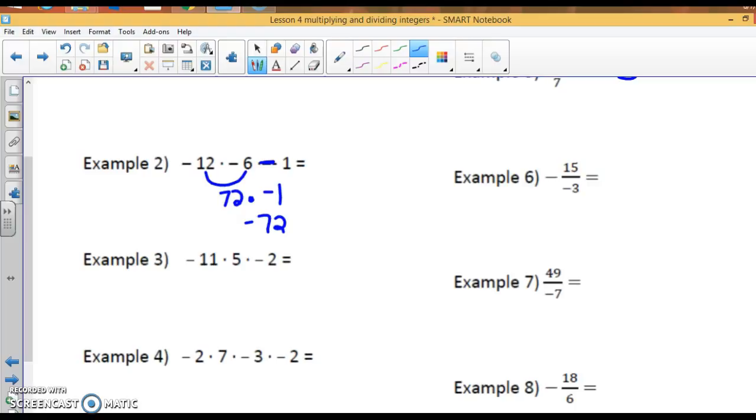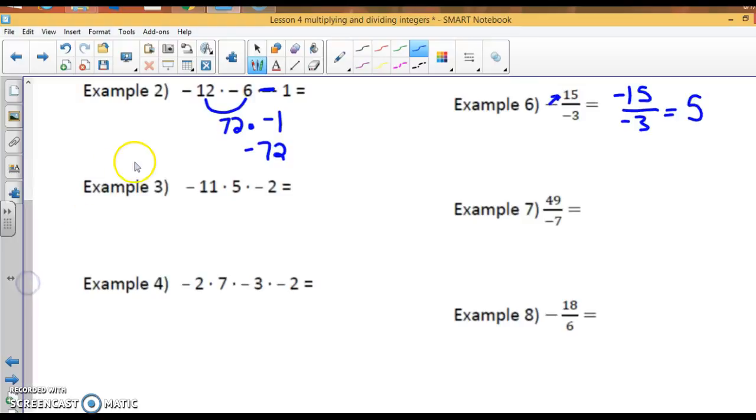Now, this problem right here, you need to think of this as negative 15 divided by negative 3. Slide that negative up into the numerator. So, negative 15 divided by negative 3, they are the same, so the answer is positive 5. Number 3. Negative 11 times 5, they are different, so it'll be negative 55 times, bring down the negative 2. Now they're the same, so it's going to be positive 110.